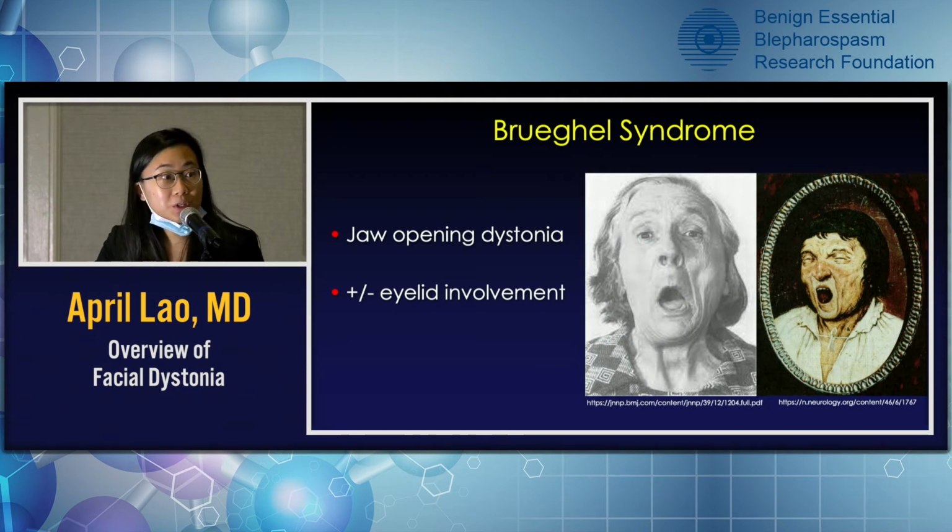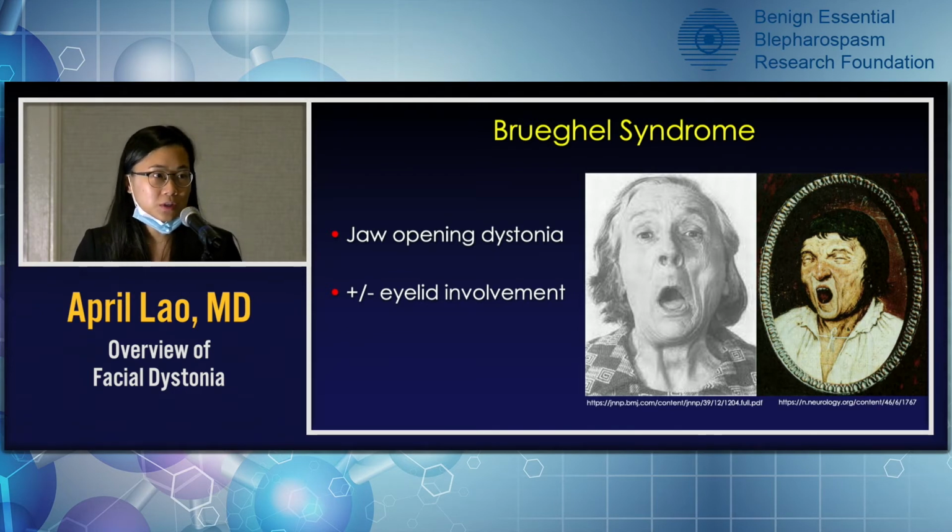And another thing I wanted to mention here is Brueghel syndrome. It's frequently mentioned alongside Meige syndrome. It is a jaw opening dystonia, so in this picture here is the classic image of it. And then eyelid involvement, it depends on the source, whether they include it or specifically exclude it as part of the syndrome.